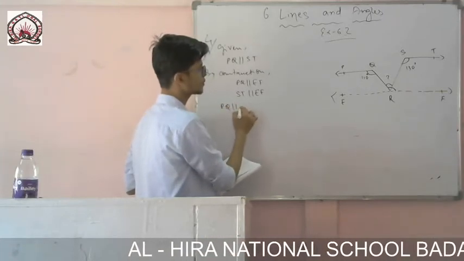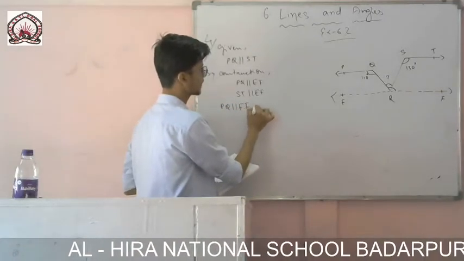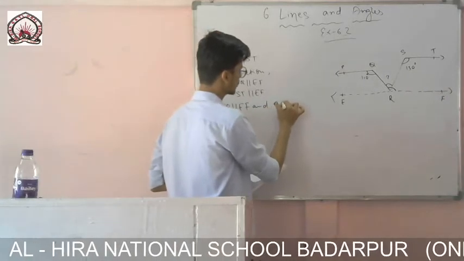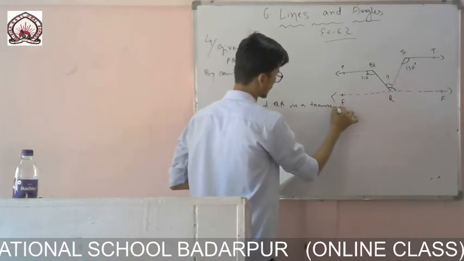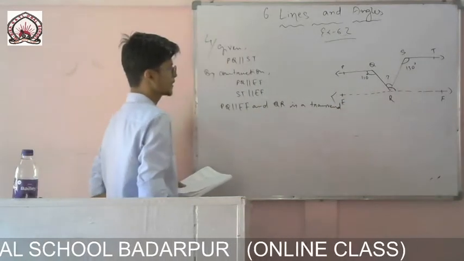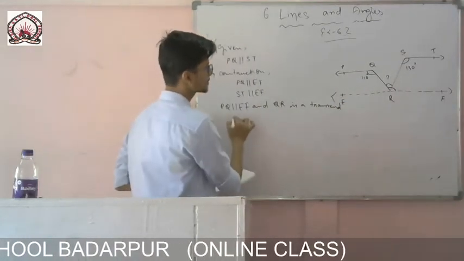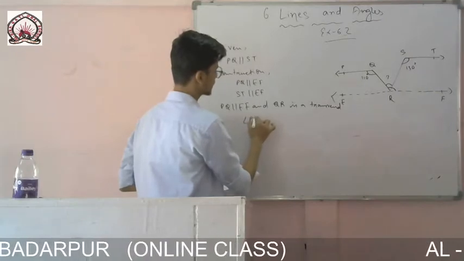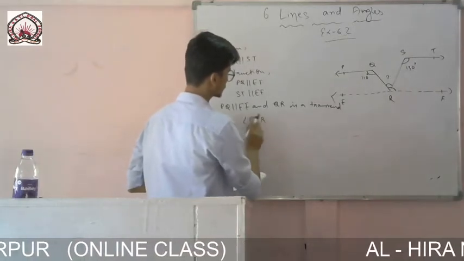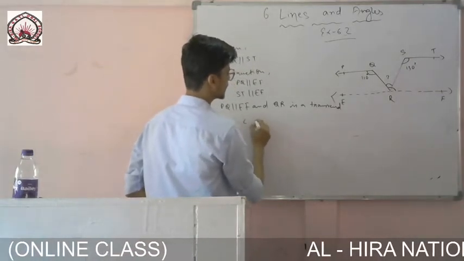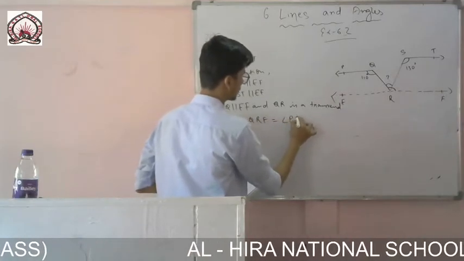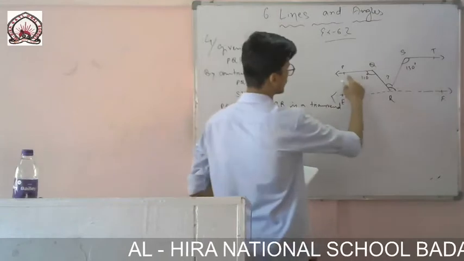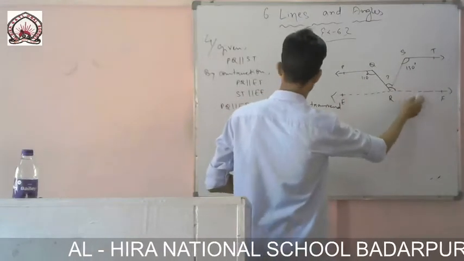Since PQ is parallel to EF and QR is a transversal, I can write: therefore, angle QRF will be equal to angle PQR.